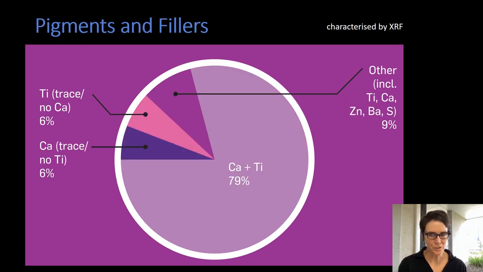Titanium dioxide and chalk predominated in the synthetic primings as pigments and fillers, typically in combination but sometimes singly. Other pigment combinations, including barium sulfate with titanium white and or zinc white, were found in 9% of samples, primarily in oil priming, but not always.